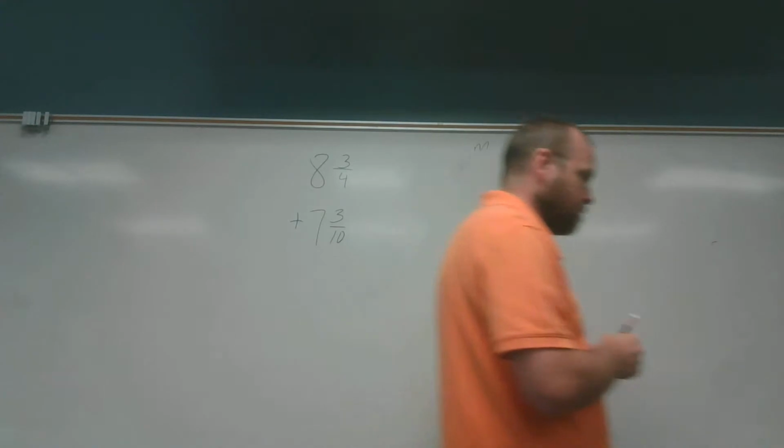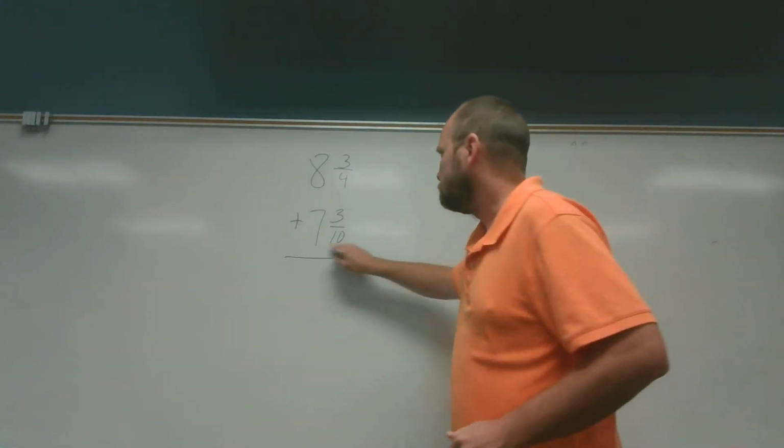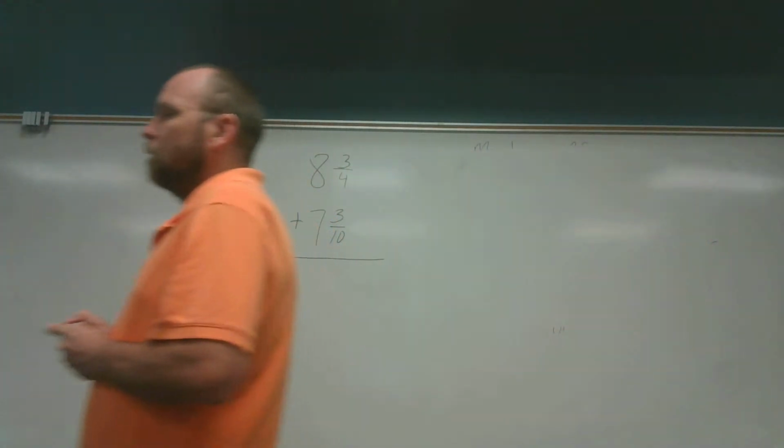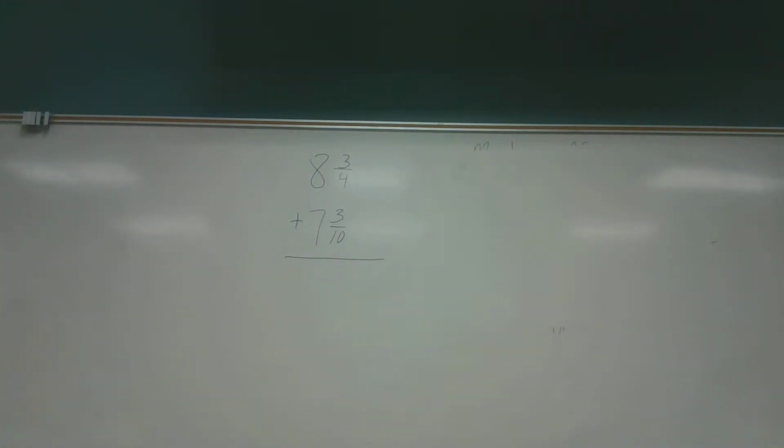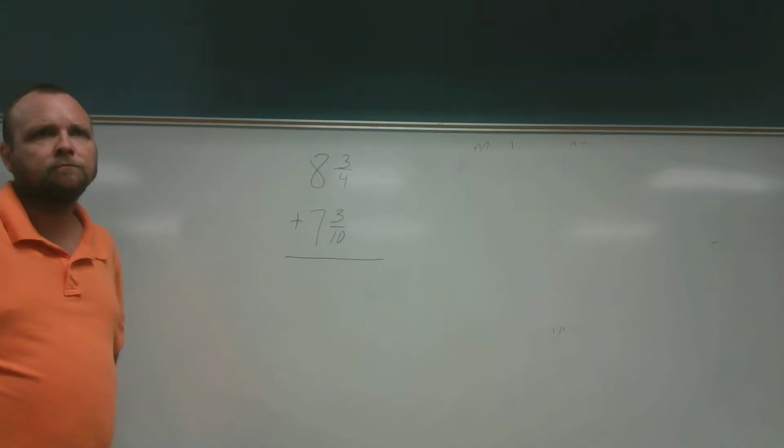Okay, these are mixed numbers. We're adding these together. They have a whole number and a fraction. Now, first of all, we're going to start real simple, just adding the whole numbers together. So, Kane, what is 8 plus 7? 15.